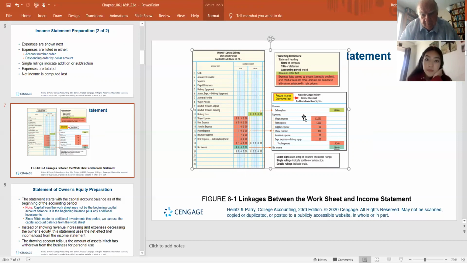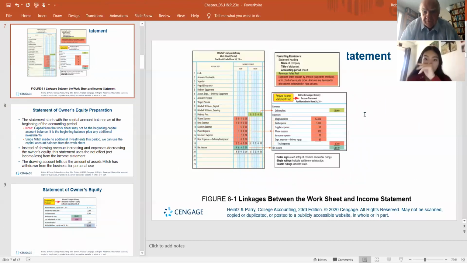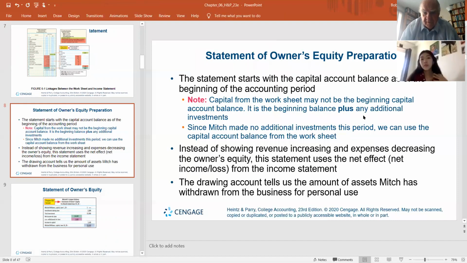You're just going to prepare an income statement. You're going to your adjusted final trial balance, and copying these numbers into your template. Any questions with that? No. Not too bad, huh? Nope. Okay, so we continue here. So now we did the income statement. Now it's time for the equity statement.